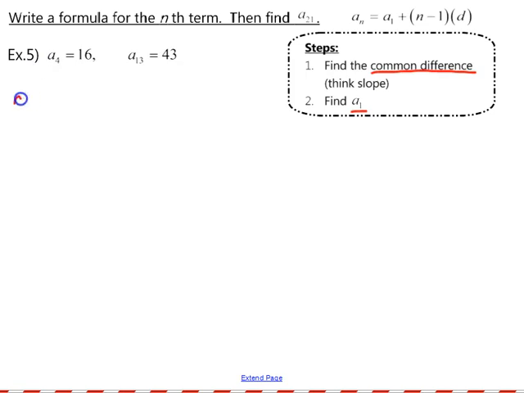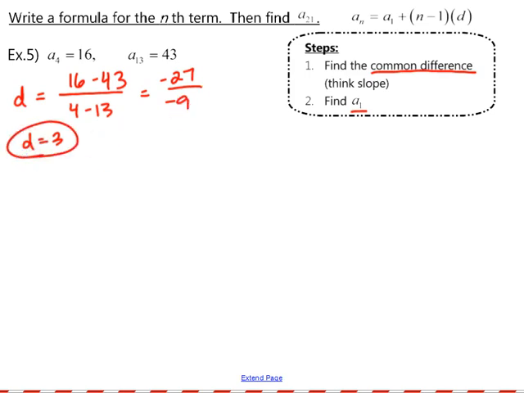So in order to do this, to find the common difference first, I want you to think about slope. So we're going to take the actual terms, 16 and 43, and subtract them. Then you're going to take the term numbers and subtract those on the bottom. Now keep them in the same order, and the way you can remember which one goes where is the term number is a little lower. So those are going to go on the bottom. This is going to give us negative 27 on the top, negative 9 on the bottom. So our common difference is actually going to be positive 3. So let's hold on to this value.